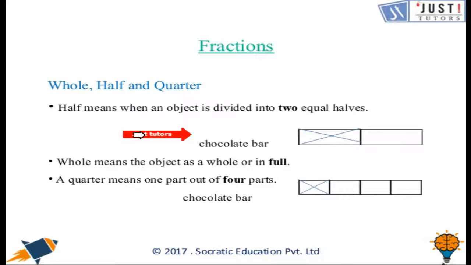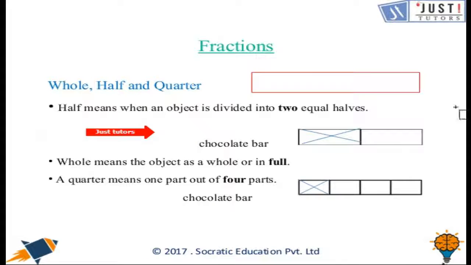Now let's talk about whole, half and quarter. If we have a whole, that means the object as a whole or in full. Now this is a whole. What is half? Half means when an object is divided into two equal halves. If we draw a line like this and divide this shape into two equal halves, we have one part as a half. So that is a half. If we divide the same object into four equal parts, like this, one part will be a quarter.